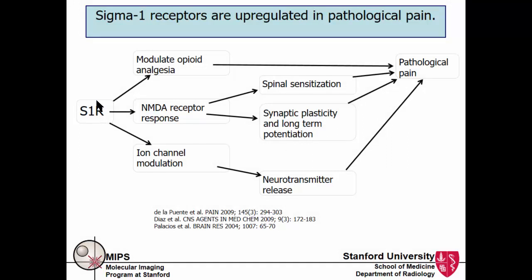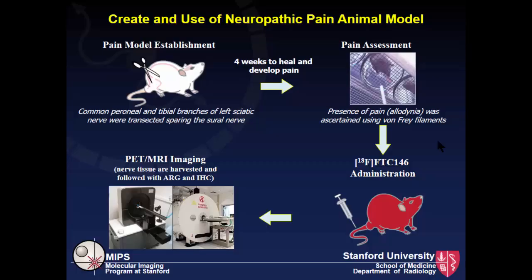And so if sigma-1 receptors are upregulated in pathological pain, which is known in the literature, maybe we can create or basically use, and this is where we have to use an animal model to actually test this before we can go into humans.